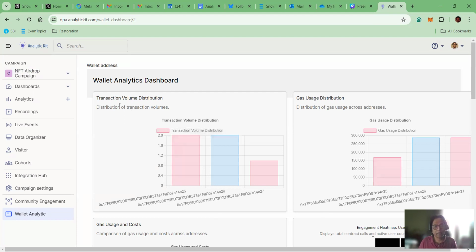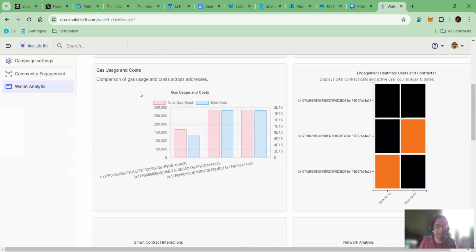So in the first graph, I'm showing you the transaction volume distribution. It's basically the transactions used for these particular wallet addresses. The wallet addresses are on the x-axis, and the total number of transactions is on the y-axis. Similarly, in my previous video, we talked about the gas usage distribution. And in this video, we will look into the gas usage and cost. For each wallet address, it shows how much total gas they used and how much total cost they paid to use that gas.